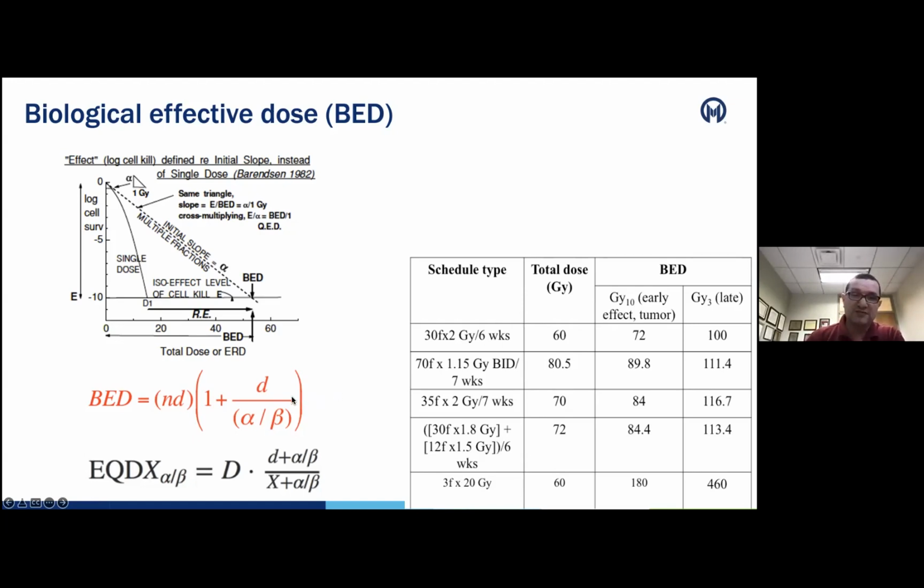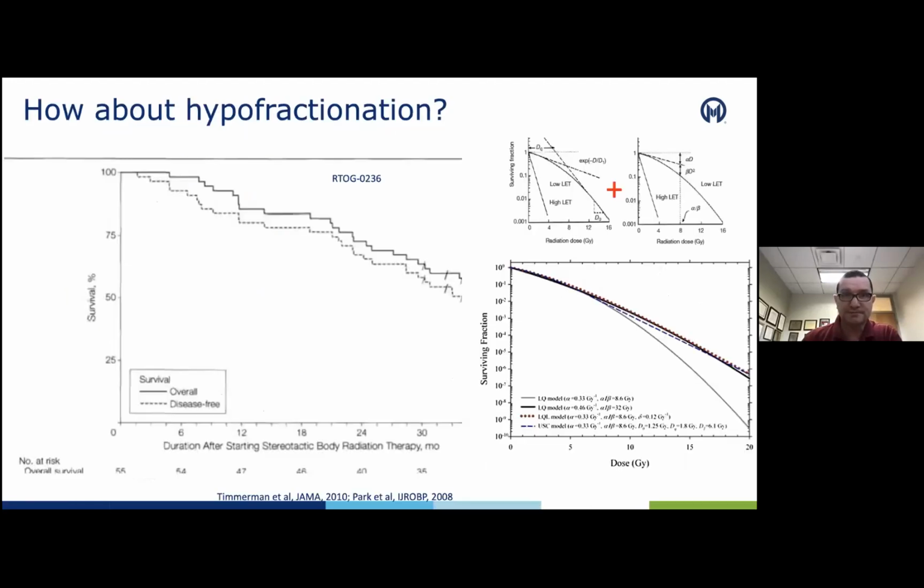Now, this is a non-physical phenomenon. In order to have a physical metric, there is the equivalent dose, and typically it is referenced to the 2 gray per fraction standard, and this will give us a metric that is more physically interpretable using this kind of ratio based on the BED transformation.